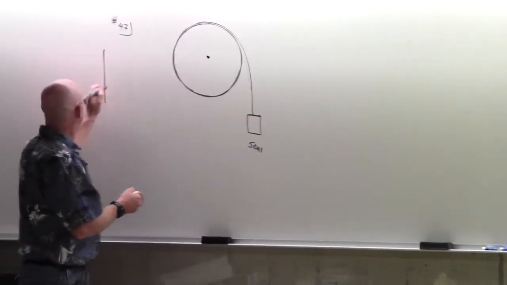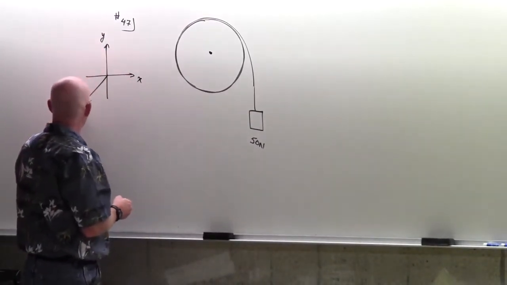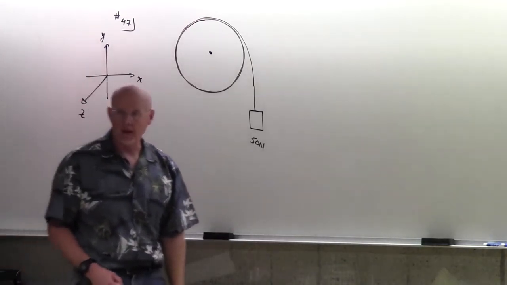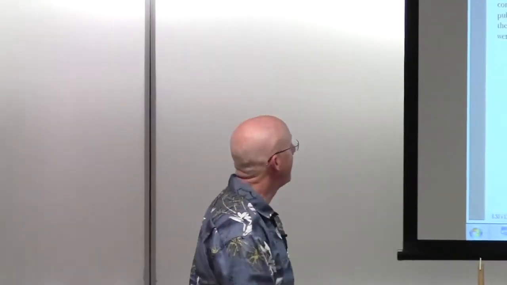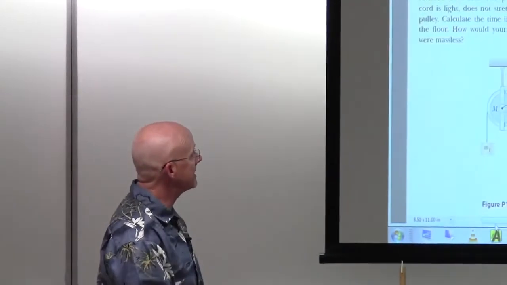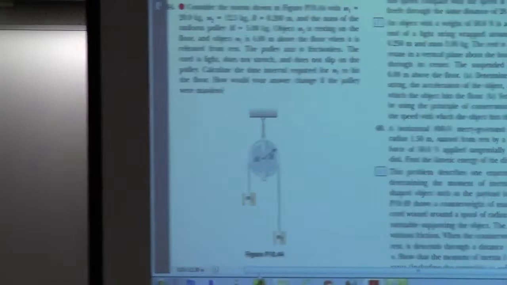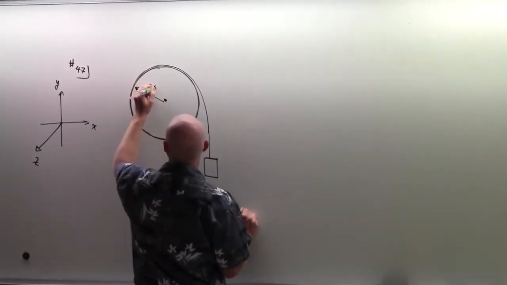If I were to put the traditional XY grid up here with Z coming out of the board. And so I have a vertical plane of rotation, horizontal axis in the z direction. All right? So that's what all that says to me. And then they give me a bunch of numbers here. They give me a 50 Newton weight. So there's the 50 Newton weight. They give me the radius of 0.25, was it meters?